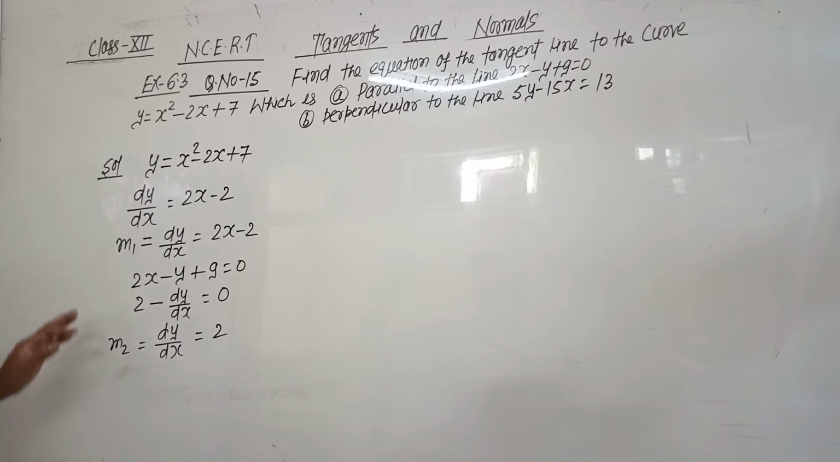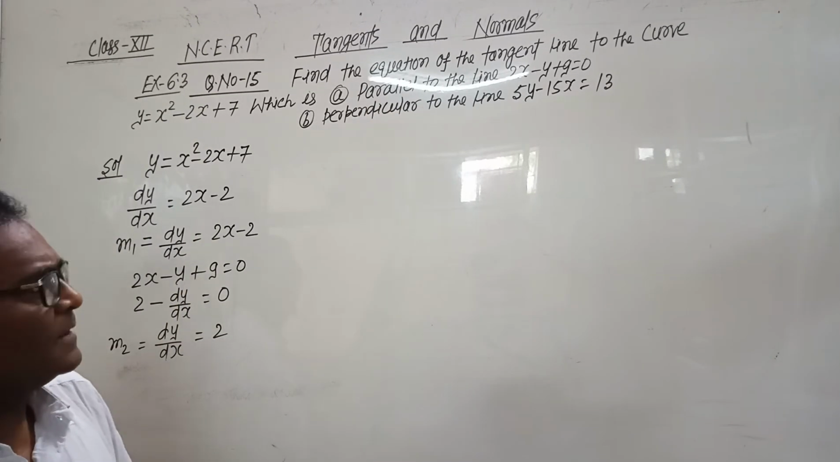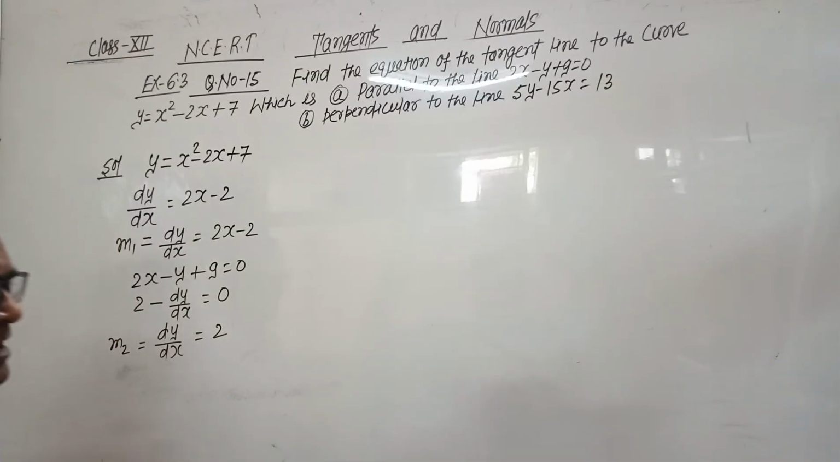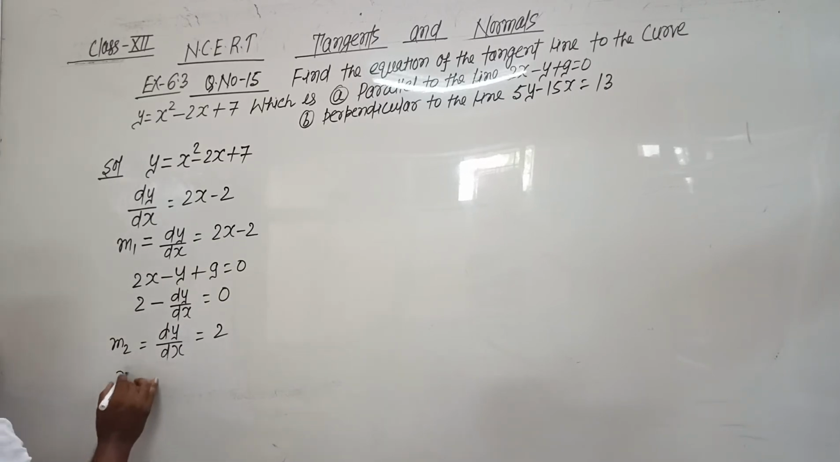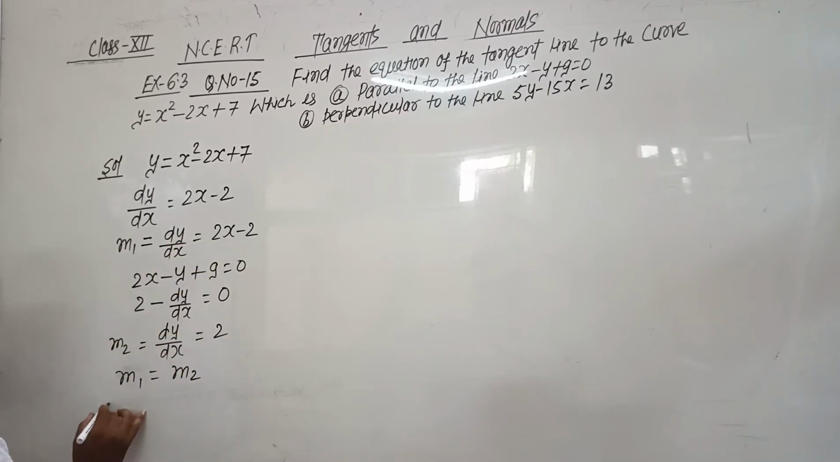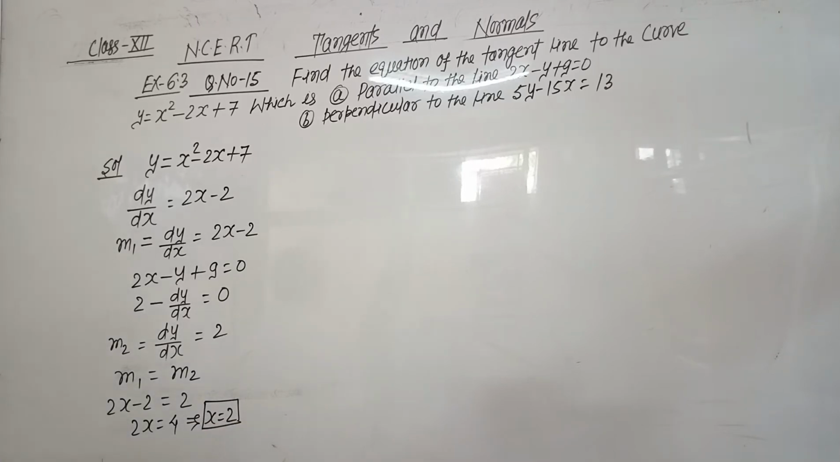So we get the values of m1 and m2, and we know that if two lines are parallel, then their slopes must be equal. The tangent line to this curve and this line are parallel. So we can say that m1 equals m2. So 2x minus 2 equals 2. We get 2x equals 4, and the value of x comes to be 2.